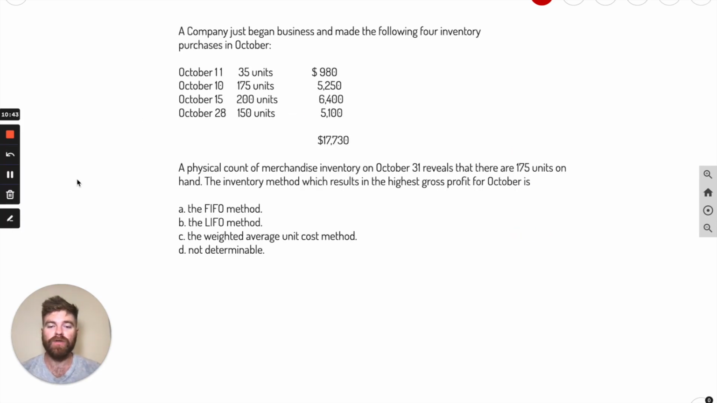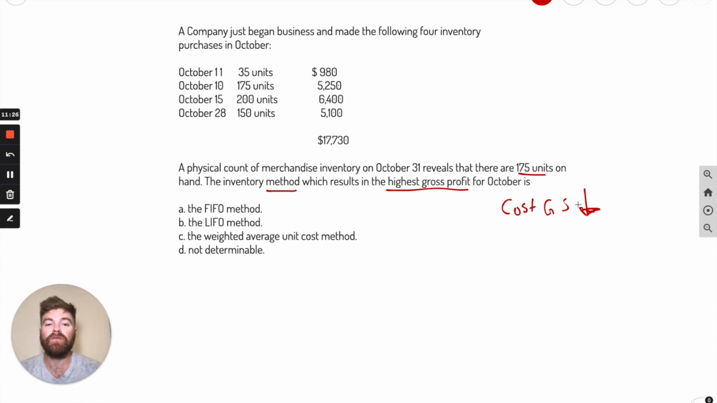Okay, next question here. So this one's asking, a physical count of merchandise on October 11th reveals there's only 175 units left. Now, they're just asking which method of inventory results in the highest gross profit. The highest. So gross profit being the highest. What does that mean? Well, that means that cost of goods sold, I'll just say COGS, if the highest gross profit is what we're looking for, that means cost of goods sold is the lowest. So that's a good question, right? How do we get cost of goods sold? If we can get that, we can figure out which one will result in the highest gross profit.